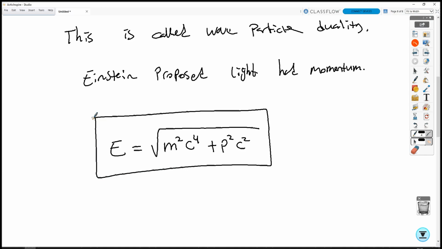Now the same can be said for light. If we have light, a photon for example, the photon does have energy. So E, the energy, is a non-zero value, equal to the square root of m squared c to the 4. Well, light has no mass, so the m squared c to the 4 term disappears. And then you're left with the square root of p squared c squared. You evaluate that, you get energy is equal to pc. So if light has energy, then it has some momentum, despite not having any mass. And that's described by this equation here. What's p? p is momentum.